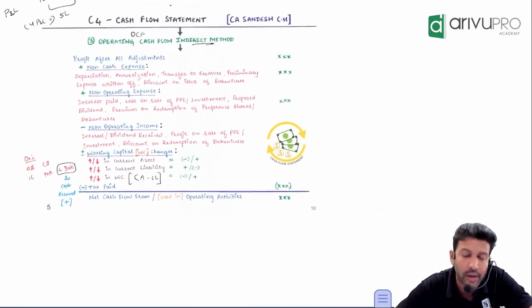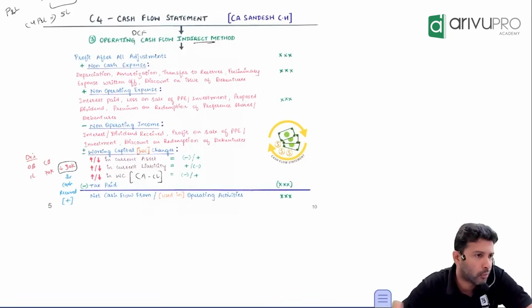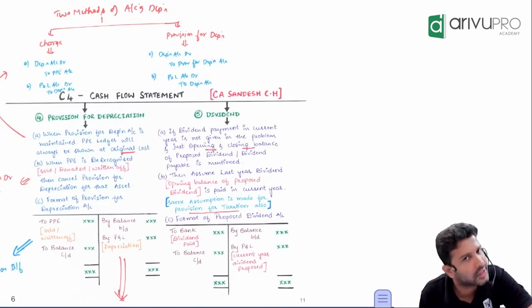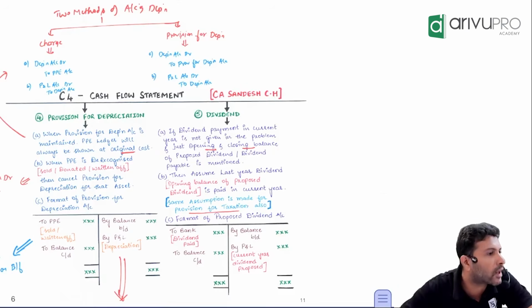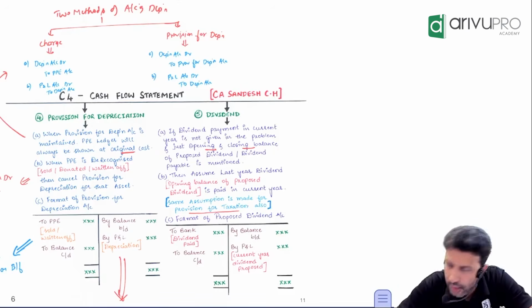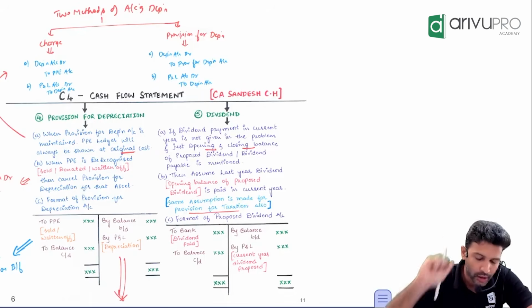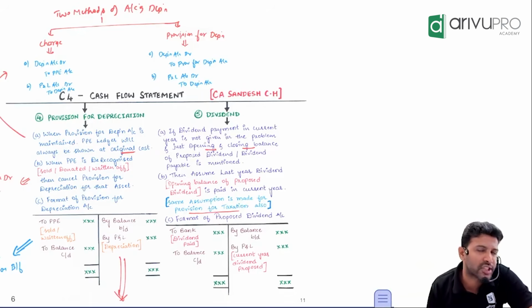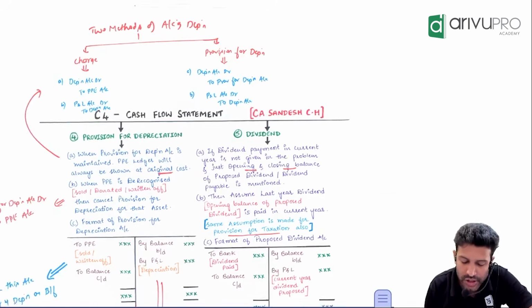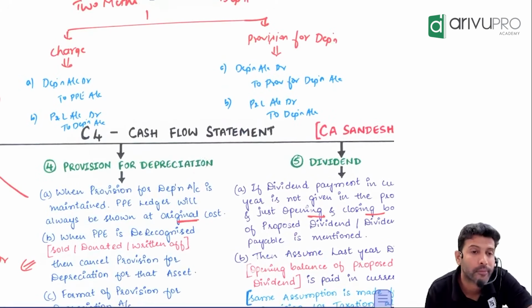This is a summary of what we do under the indirect method. Next are certain adjustments you need to be aware of. These are small concepts which have an impact on cash flow statements, whether direct or indirect; they impact both methods. The first important adjustment, which we see in almost every question, is around depreciation.